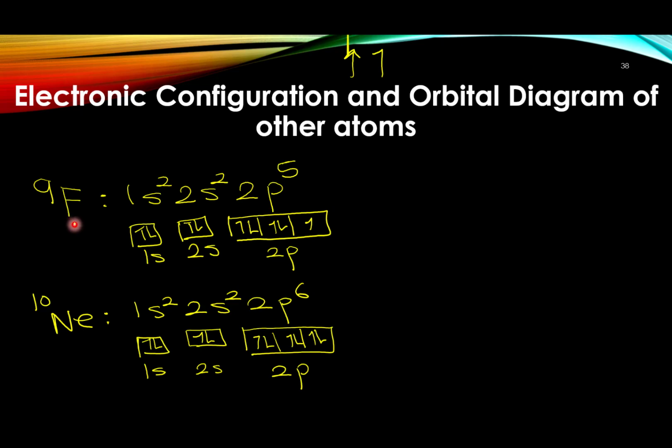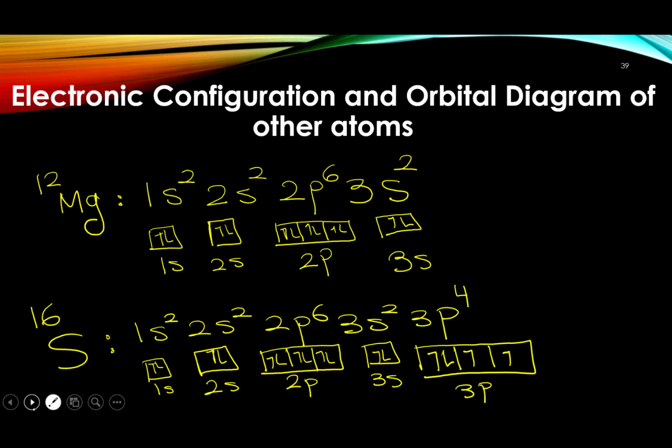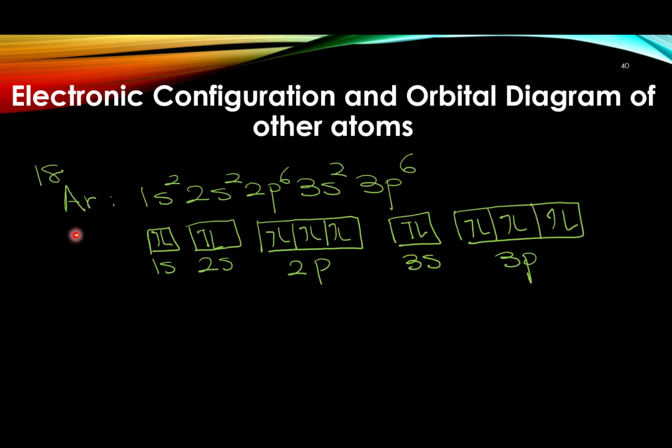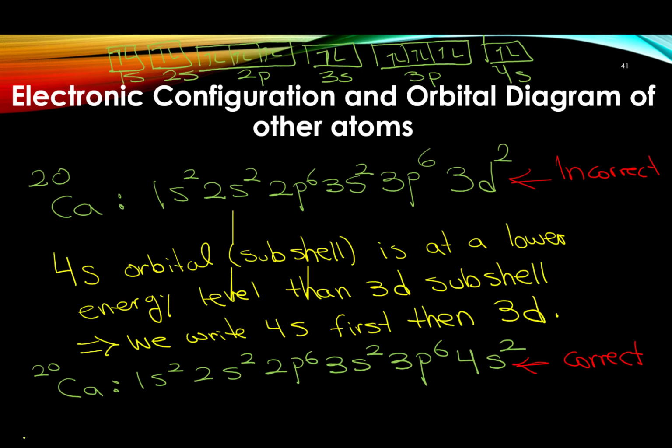Let's go to fluorine. Let's go to neon. They are both non-metals. The very last orbital or subshell is a P. I've already talked about magnesium and sulfur. Argon, non-metal. The very last orbital is a P. And look at calcium. It's a metal. The very last orbital is an S. Then as I said, it doesn't matter how many electrons or what its principal energy level is.